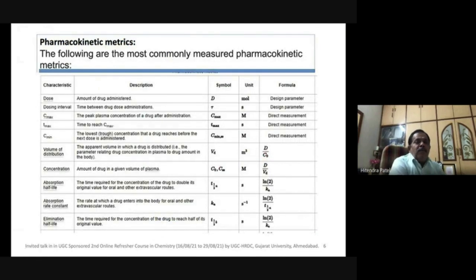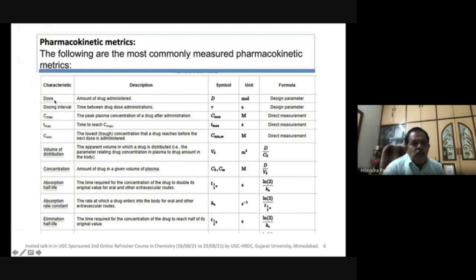Now, when we talk about pharmacokinetic metrics, the important terms are required when we go for the identification of bioavailability and first order kinetics, second order kinetics, and we have to design the drug dose. For that, it requires these terms. So let us see here. In this table, you will find the characteristic as well as the description of this characteristic, the terms, the symbols, the unit and the formula. Now I will show you the different terms and their description.